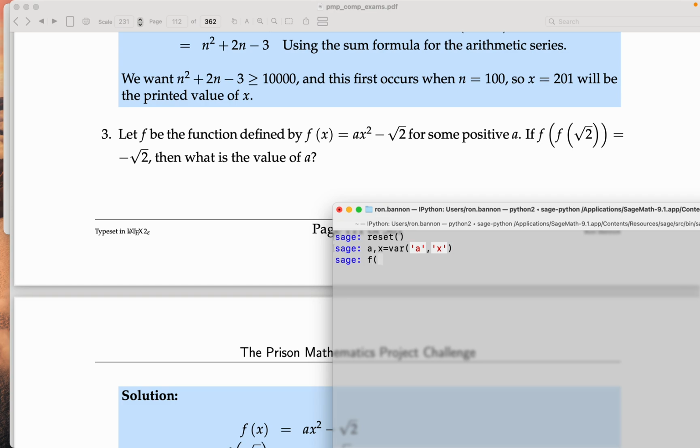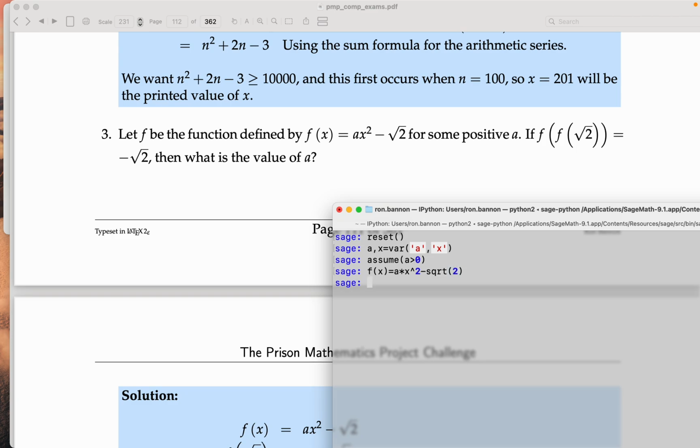And then I'm going to assign this function, f of x. Oh, you know what? Maybe I should read first. What does it say? It says, let it be a function for some positive a. So I'm going to assume the a is greater than 0. All right? I should probably read that. Now what I'm going to do is I'm going to say f of x is equal to a star x squared minus the square root of 2.